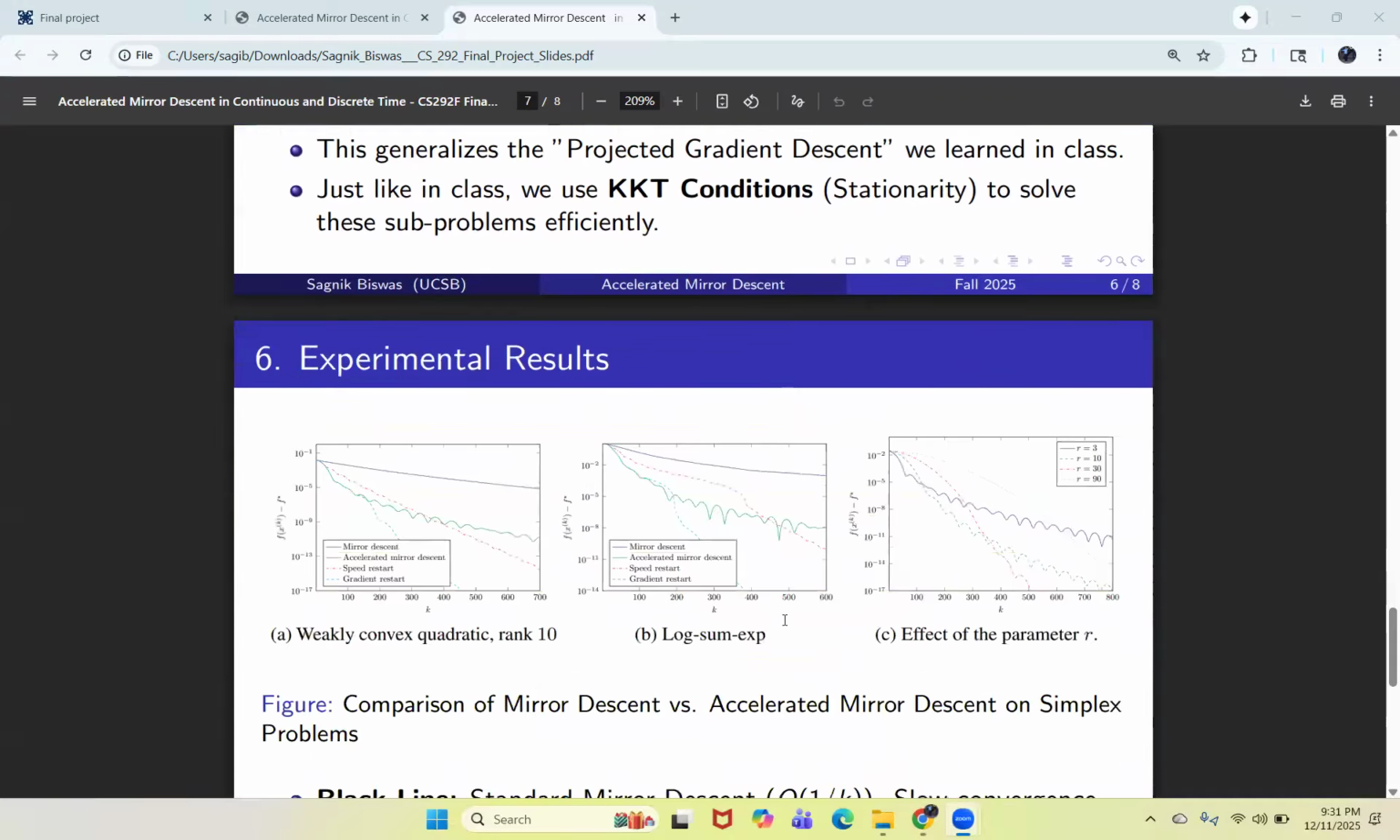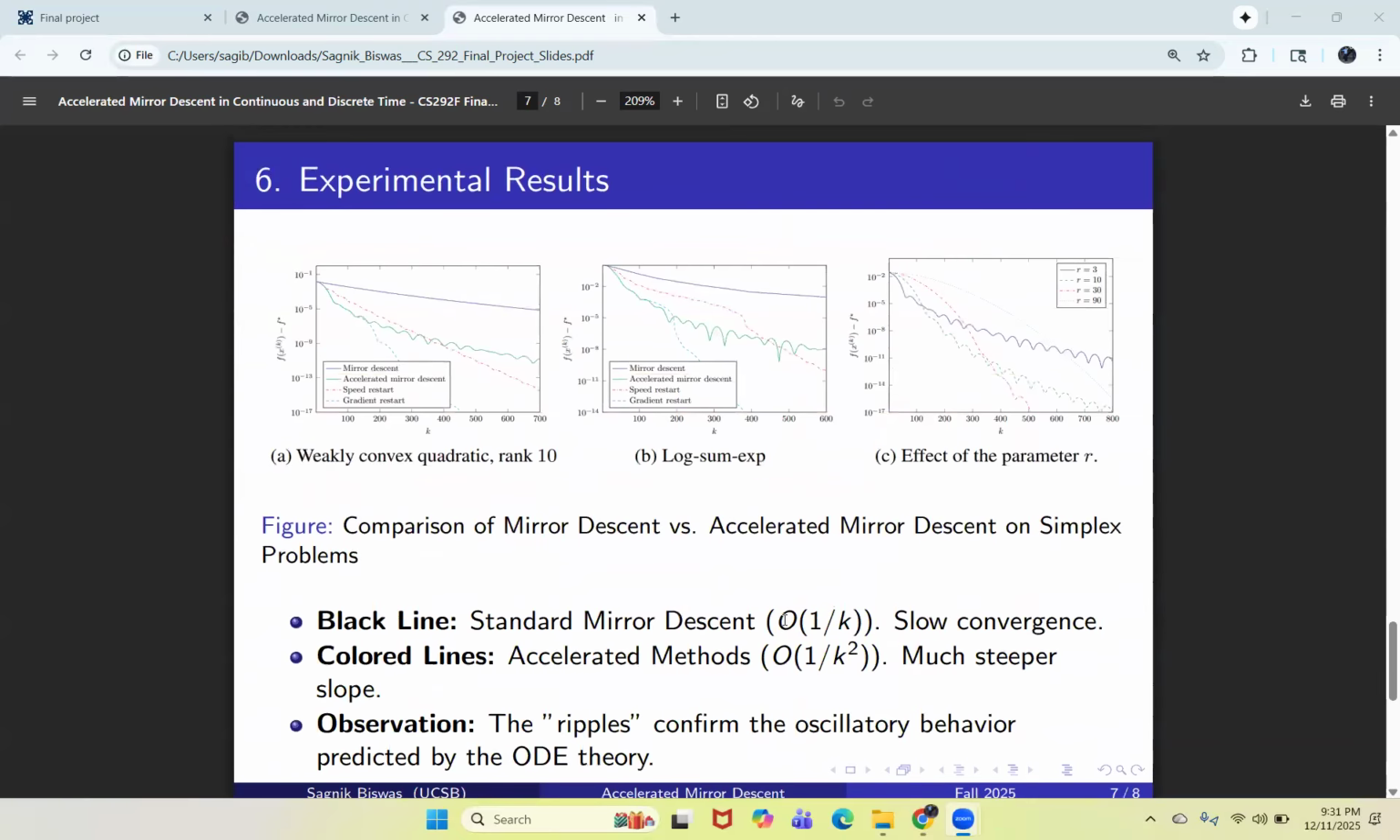And then getting into some of these graphs over here, if you look at the experimental results, note that all of these are for when n equals 100. When you look at this figure, the black line is the standard mirror descent. It converges at O of 1 over k, and the slope is very shallow. And then the colored lines are the accelerated methods. You see that O of 1 over k squared performance, which is a much steeper slope, and this is just proof that it's significantly faster.